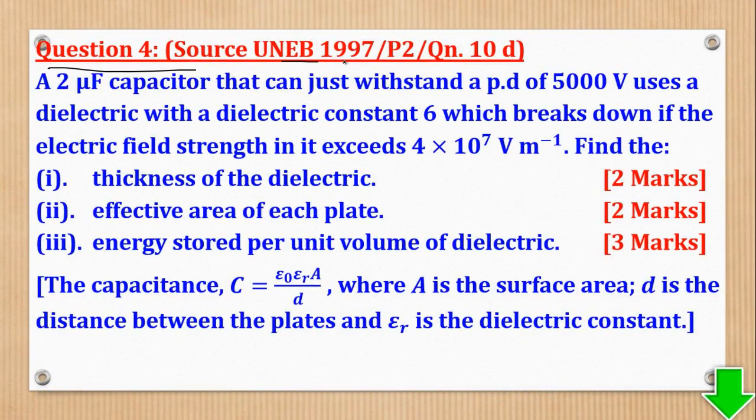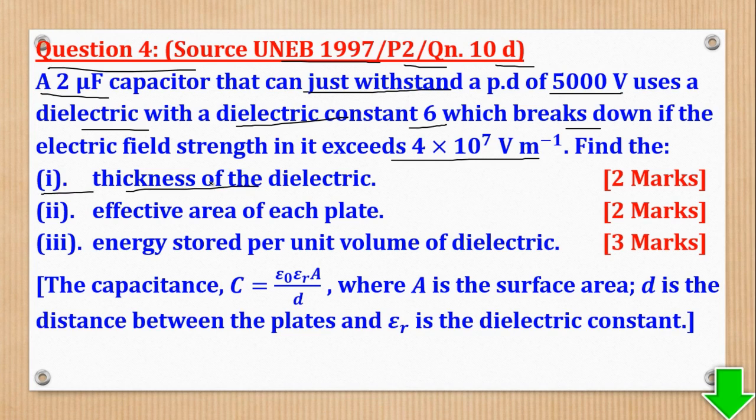Then question 4 came from UNEB 1997 paper 2 question 10D and says a 2 microfarad capacitor that can just withstand a PD of 5000 volts uses a dielectric with a dielectric constant 6, which breaks down if the electric field strength in it exceeds this. Find Roman 1 the thickness of the dielectric, and Roman 2 the effective area of each plate, and Roman 3 the energy stored per unit volume of dielectric.